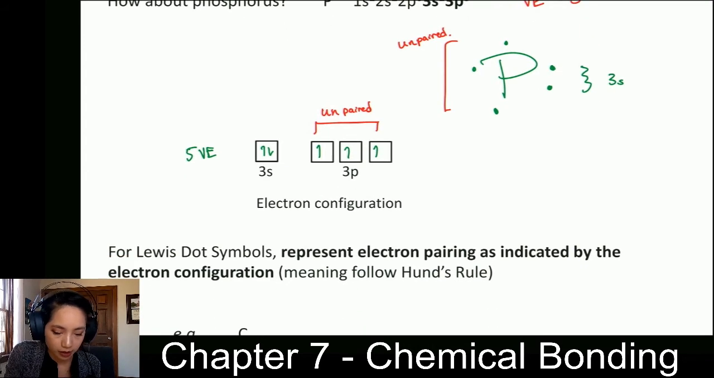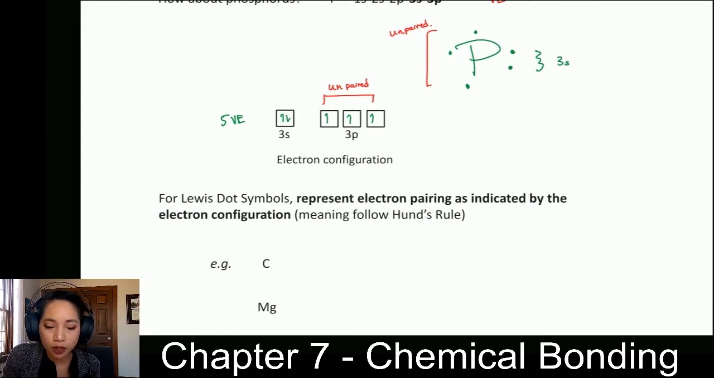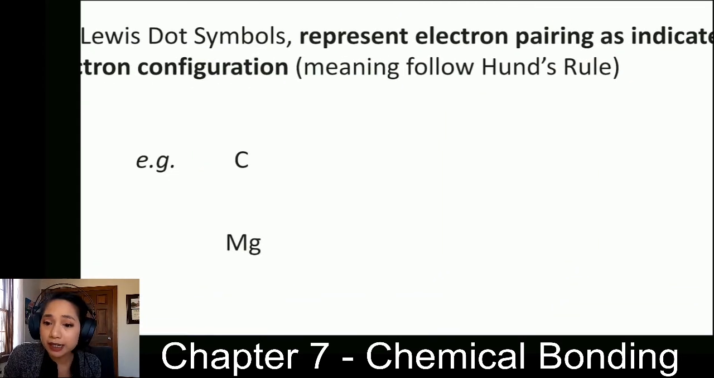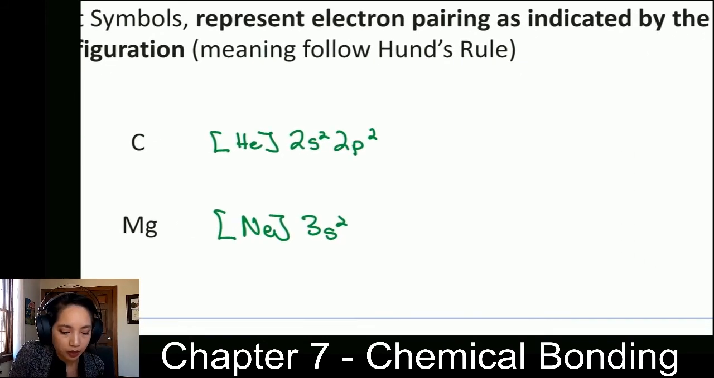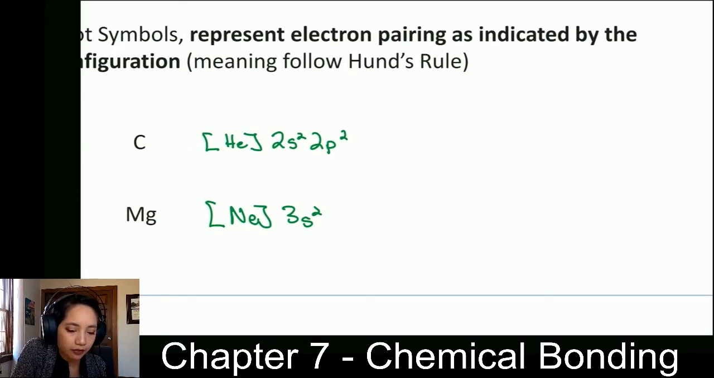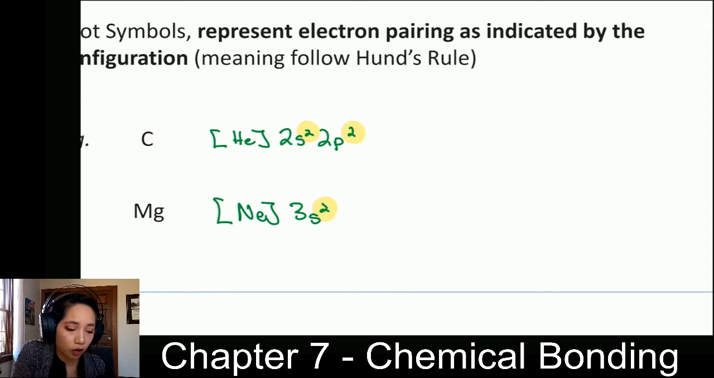Are we going to do other ones? Yes. Okay. So let's do some other ones. We won't do every single step, but let's see if we can do carbon and magnesium for our Lewis dot structure. So again, we want to write out the electron configuration. So for carbon, it is helium 2s2, 2p2. And for magnesium, it is neon 3s2. All right? And so, again, identify the number of valence electrons. So for carbon, there's 4 valence electrons. For magnesium, there's 2. Makes sense because carbon is a 4A element, magnesium's a 2A element.